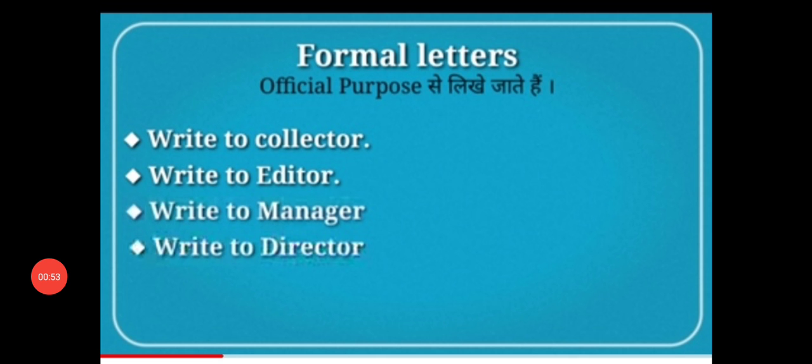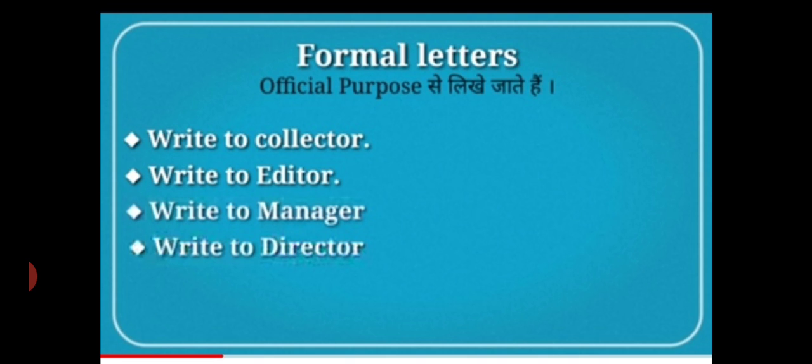Let us start with formal letter. First of all, we try to understand what a formal letter is. A formal letter is one written in formal and ceremonious language and follows a certain stipulated format. We have to follow a particular format to write formal letters because these letters are official, so we have to follow some format of the formal letter.